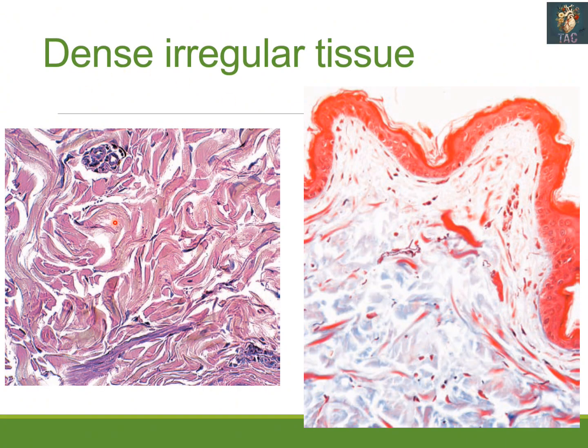Another slide for the dense irregular connective tissue. In this slide you can see a large number of the collagen fibers. In addition to collagen, you can also appreciate the reticular fibers as well, which are present over here. This is the slide taken from the skin, and this is the slide with the Masson's trichrome stain.